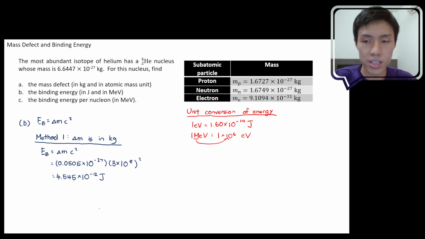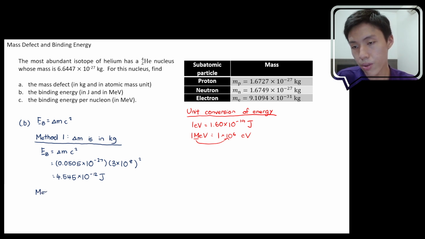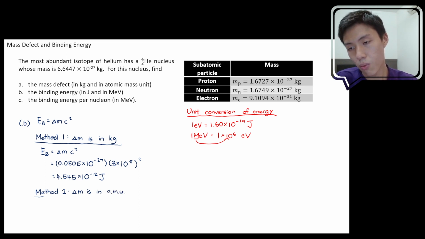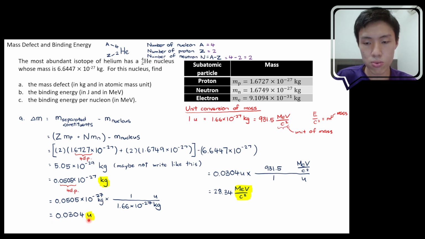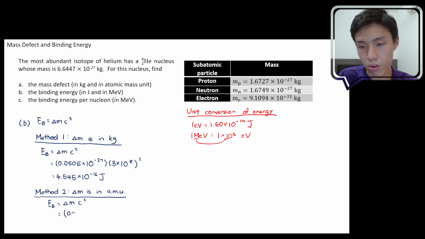So that is fine. But here I'm going to show another way of getting the binding energy, which is if your mass defect is in a unit of U, if your mass defect is in atomic mass unit, then you can find binding energy as well. But to find binding energy, maybe you can convert your mass that was previously in atomic mass unit, 0.0304, from atomic mass unit to the unit MeV over c square.